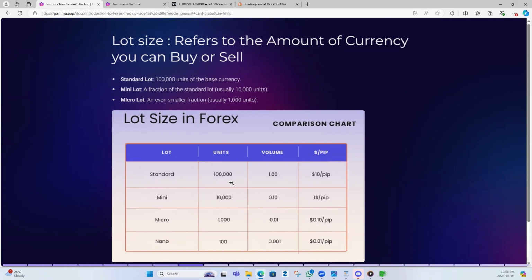Okay, so if you're buying $100,000 worth of euro, the pip movement would be a $10 increase. With $10,000, which is the mini lot, the pip movement will be $1. Micro lot will be 0.10, which is 10 cents, and 0.01 in nano lot, which is 1 cent. Okay, so that's how the lot size is calculated.